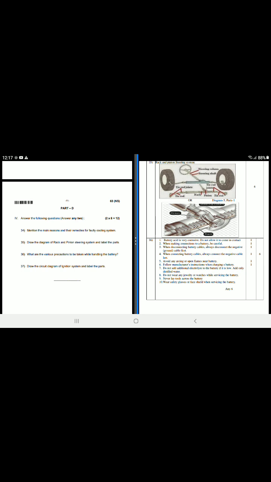Follow manufacturer instructions when charging the battery. Do not add additional electrolyte to the battery if it is low, add only distilled water. Do not wear any jewelry and watches while servicing the battery, and also never lay tools across the battery, and wear safety glasses or face shield when servicing the battery. Any six options you have to write and explain.